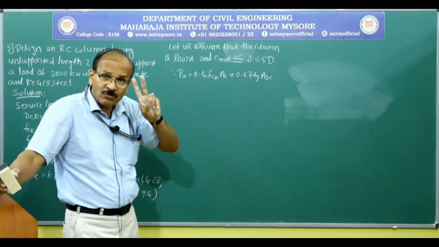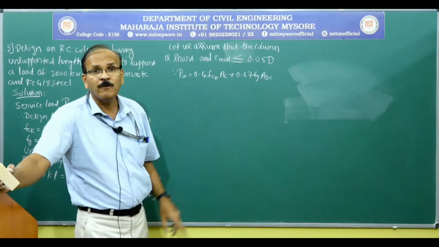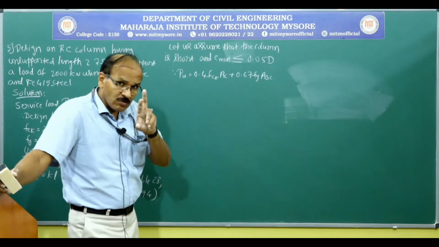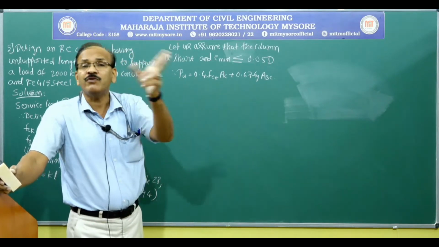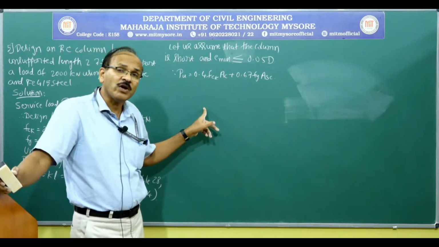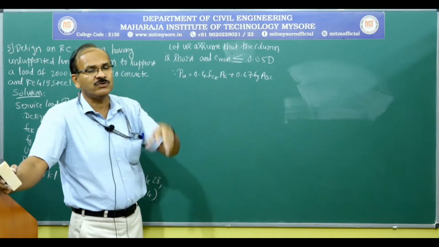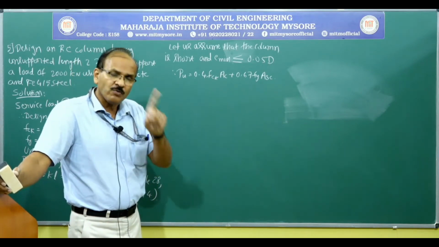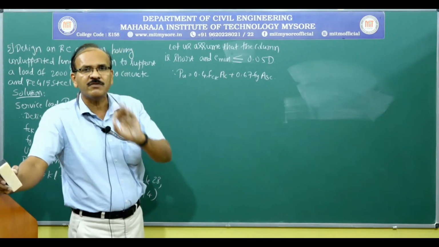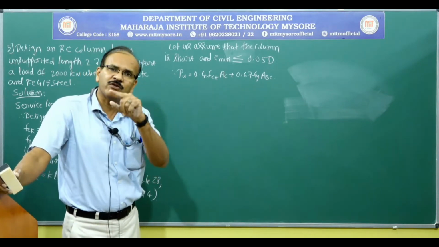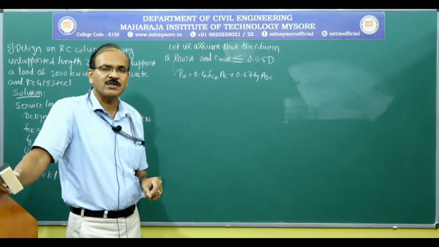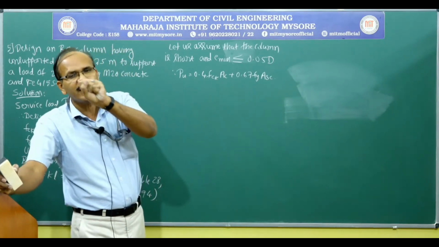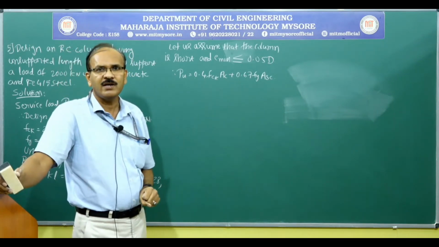Okay. Here we have two unknowns. This we don't know and this we don't know. But we have only one equation. So with one equation, we cannot solve for two unknowns. So in this case, what we have to do is assume one of the values. The code says minimum reinforcement we have to provide for a column is 0.8% of the gross area, and maximum reinforcement we can go for is 6% of the gross area. So based on that, I am going to assume 2% of the gross area is the area of compression steel required.